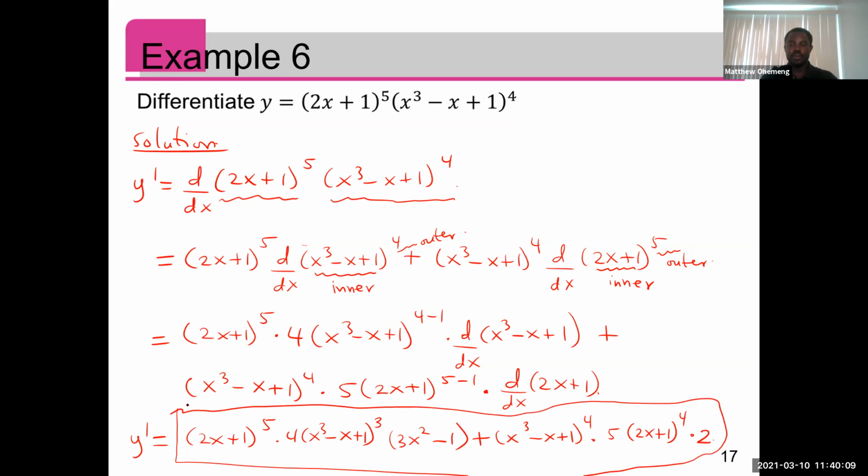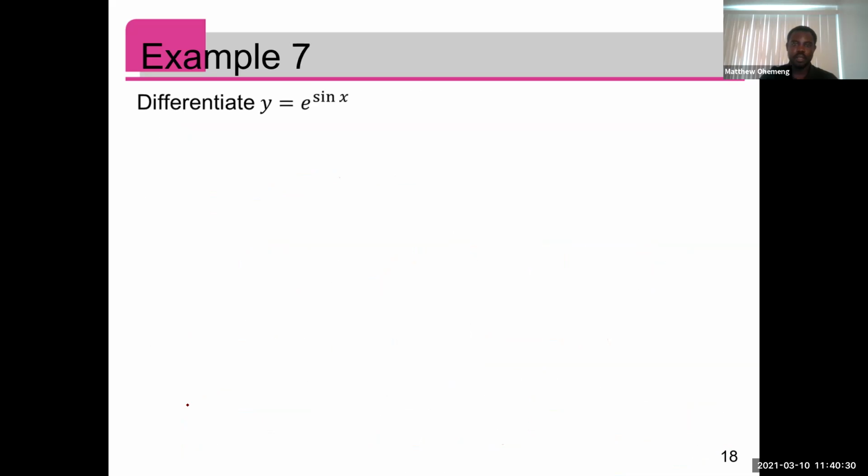Okay. Please, any questions here? Yeah. So this is where we apply the product rule before we employ the chain rule. No one needs time. Okay, then let me move on.